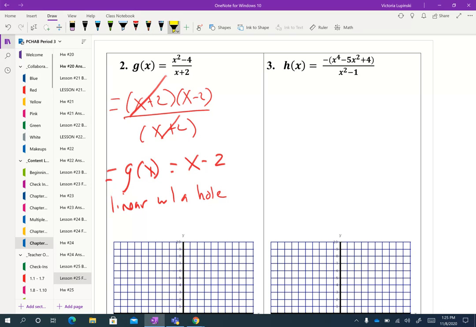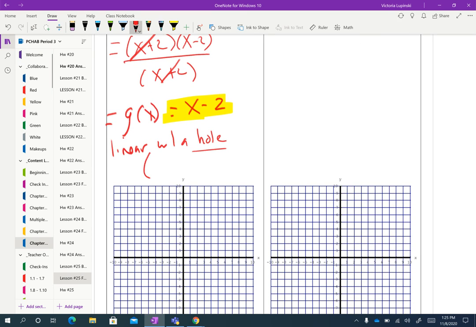I mean, think about what y equals x minus 2 would look like. It's a line with a y-intercept of negative 2 and a slope of 1. We're going to graph it that way, but we're, of course, going to start by finding the hole. To find the hole, you find it the same way we've been doing this whole time. You would take the canceled factor and set it equal to 0.